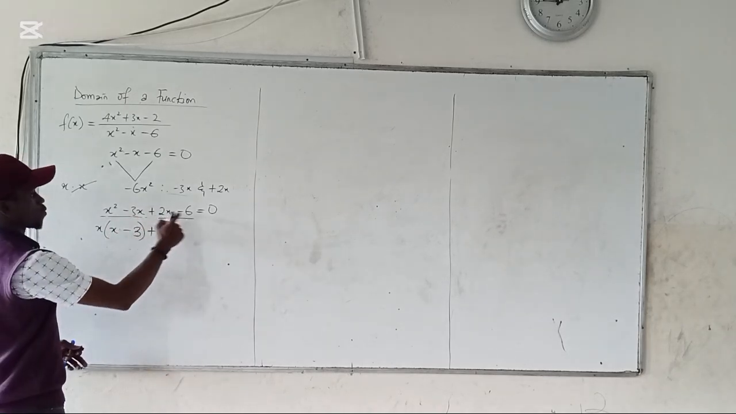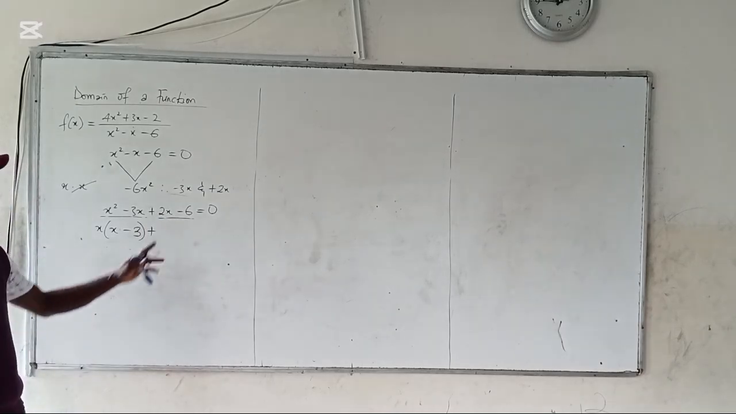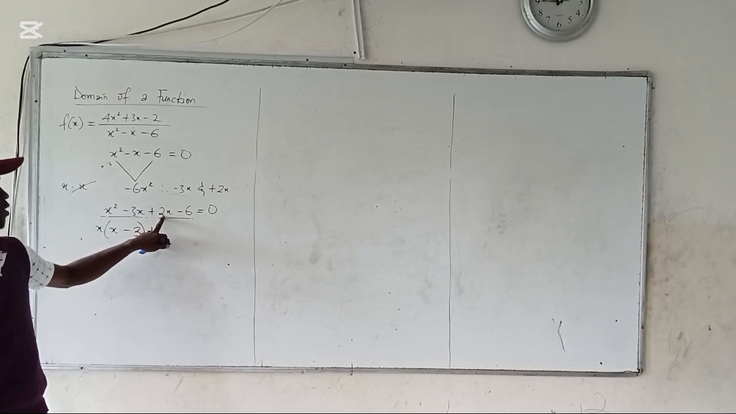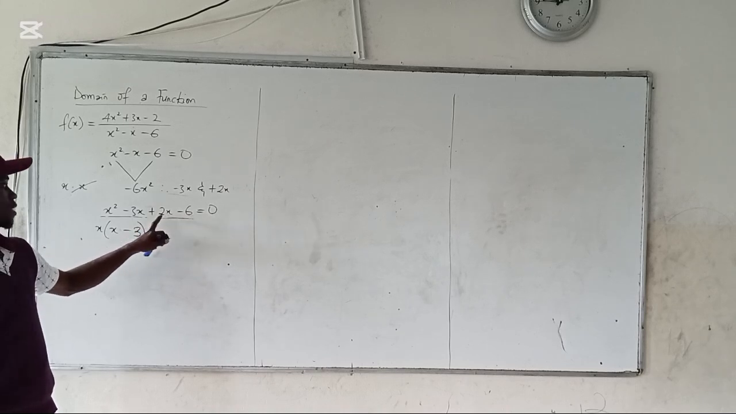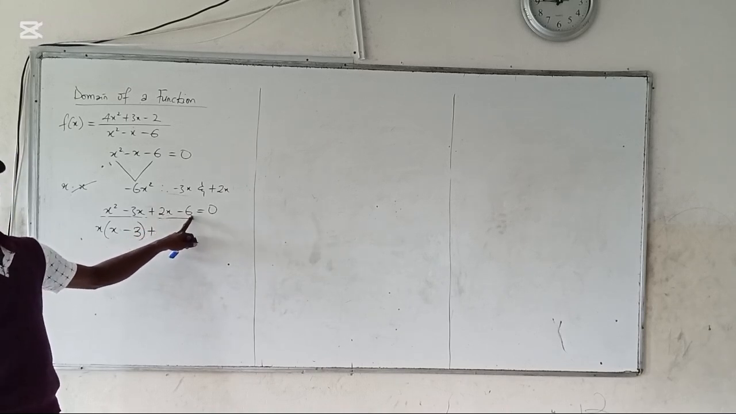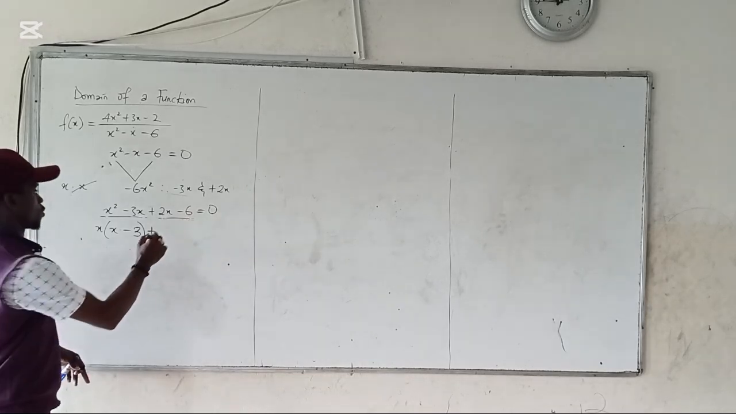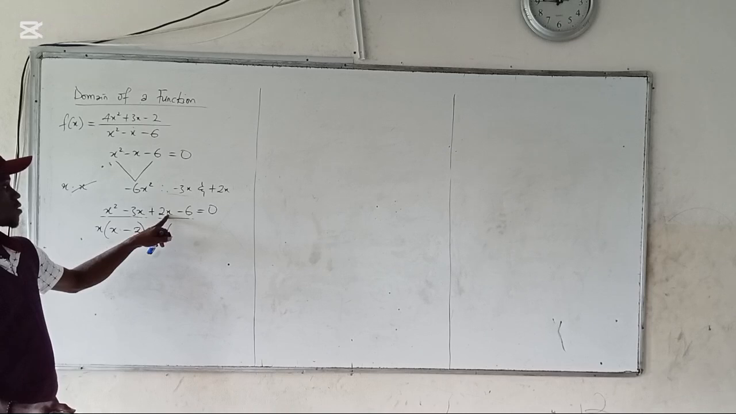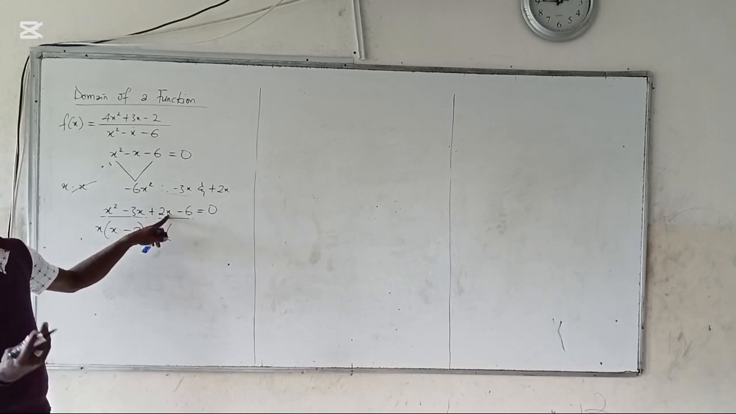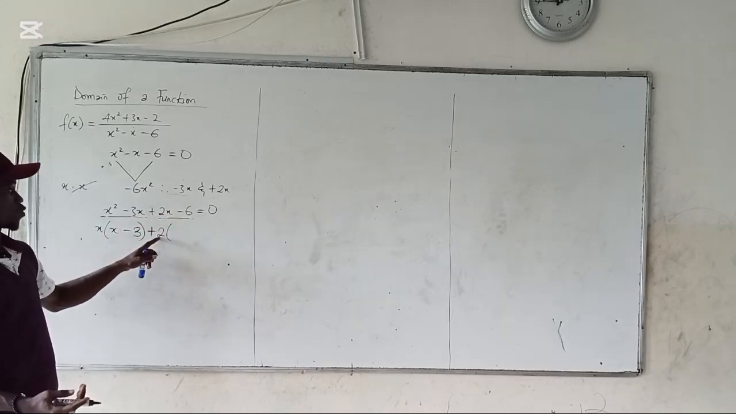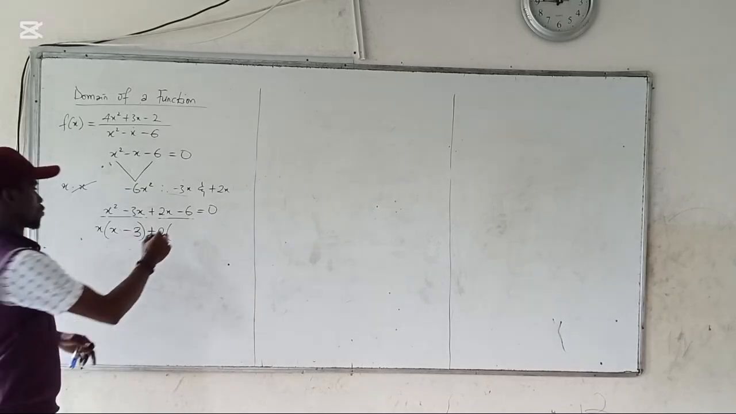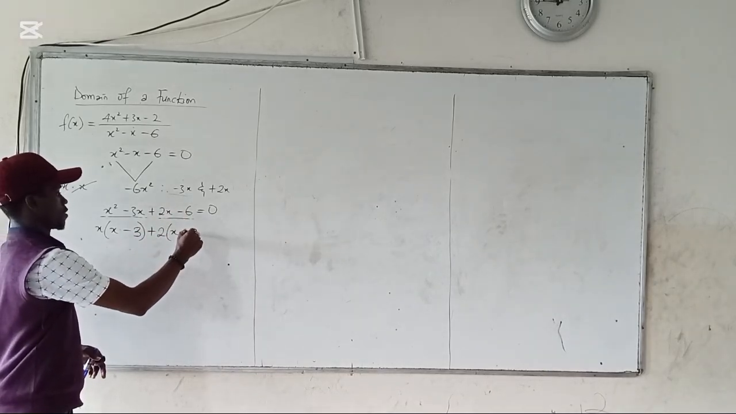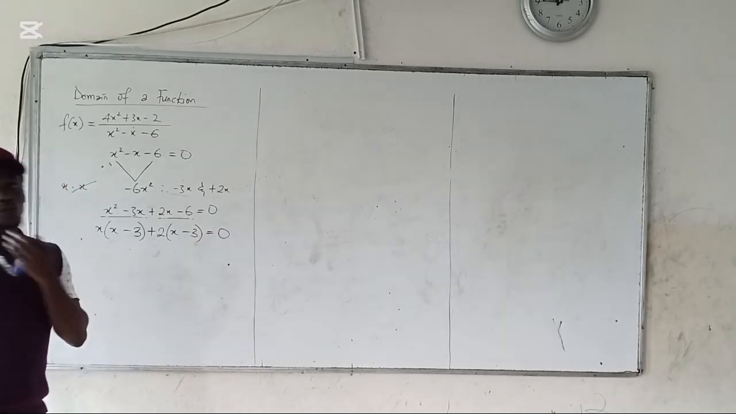Then plus. What do these two have in common? There's x here, there's no x here, fine. What about the numbers, there's 2 here, there's 6 here. Is there a number that can divide 2 and 6? Yes, there's a number. What's that? 2. So 2 is common there. So if you factor out 2 here, if you divide 2x by 2, what will be left? x. Minus, divide 6 by 2, what do you have left? 3. And this will be equal to 0.